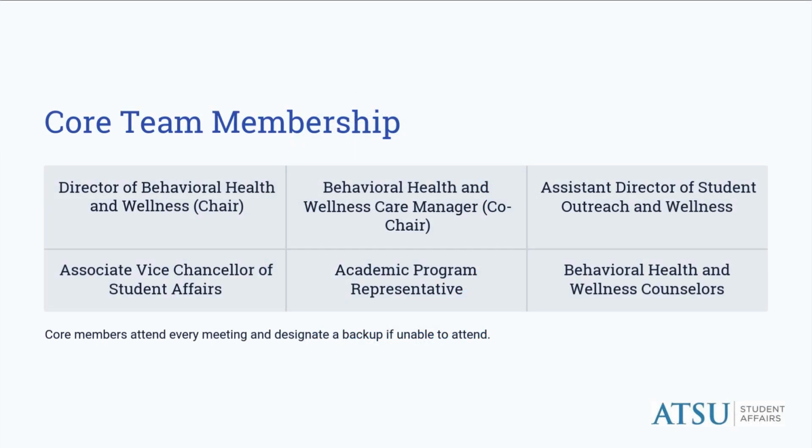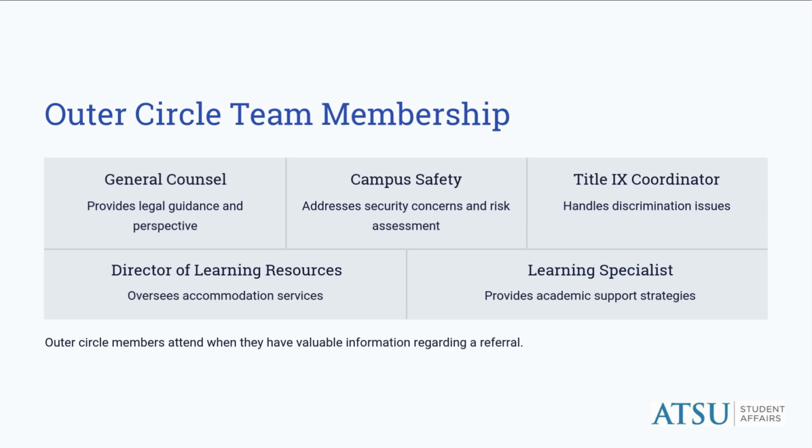While each core team is program-specific, membership generally includes certain key positions. If a core member cannot attend, they should appoint a substitute to ensure collaborative assessment of student support needs. Outer circle members include those who may have valuable information regarding a referral, whether it is their relationship with a student of concern or their position within the university.